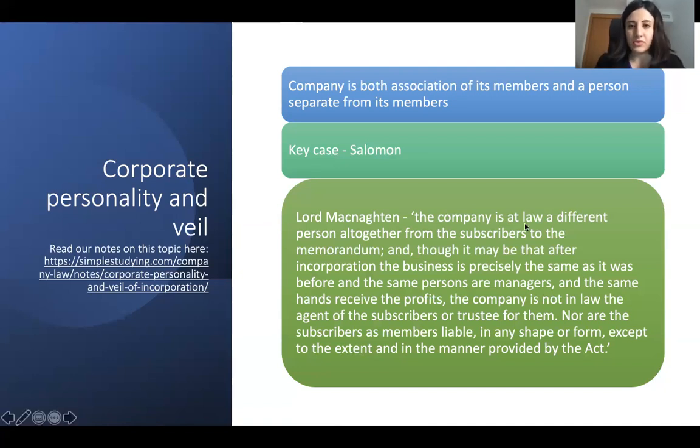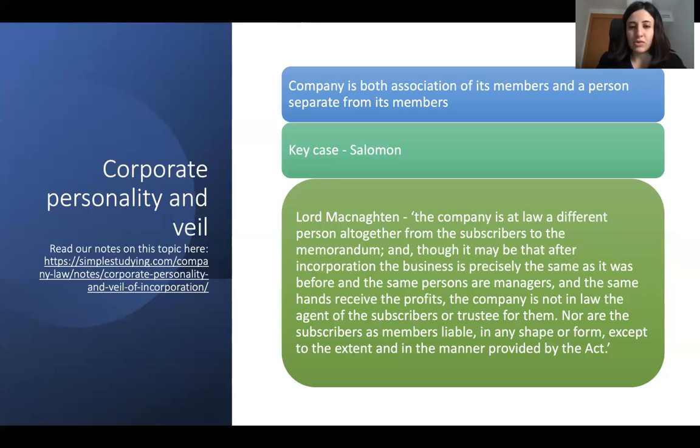Company is both an association of its members and a person separate from its members. So it's quite a unique creature, it can be said. The key case that you need to know about corporate personality and where it all started is the Salomon case.